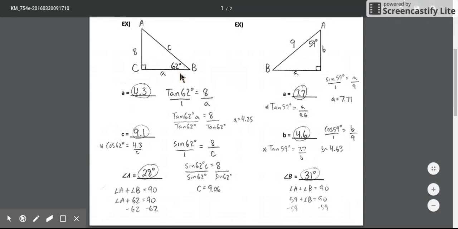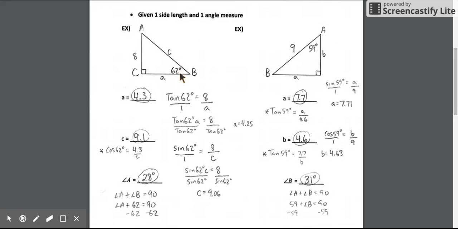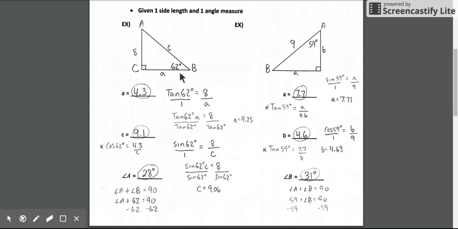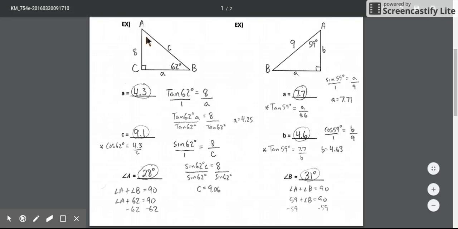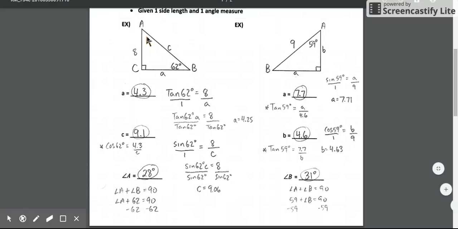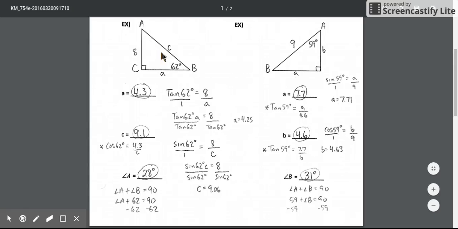So in these two examples, we know a side length and an angle measure. So we're going to use trig ratios to solve for our other side lengths. And we could just use the definition of complementary angles to solve for our other angle. Let's do that first. Angle A is going to be whatever 90 minus 62 is. So that's 28 degrees. And now that we know both angle measures, that gives us a lot more possible trig ratios to use.